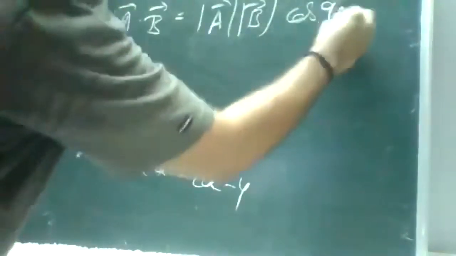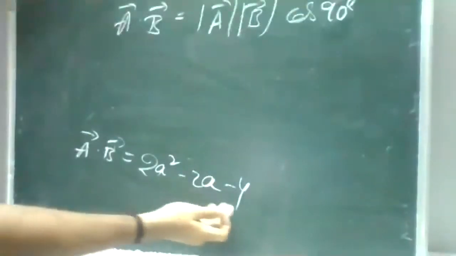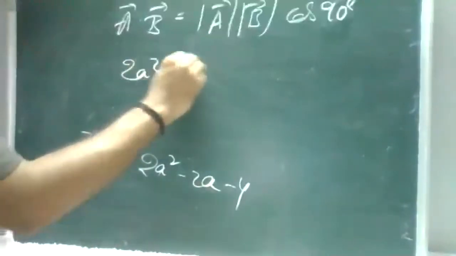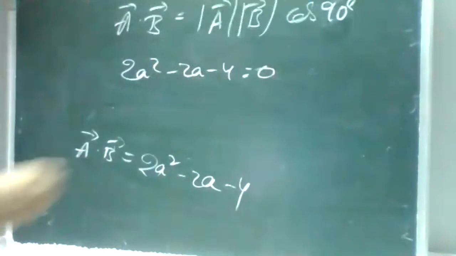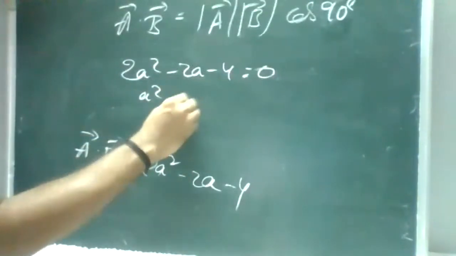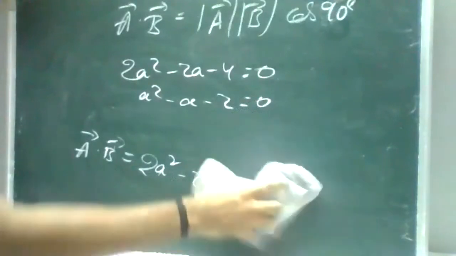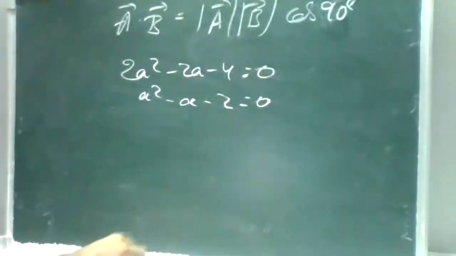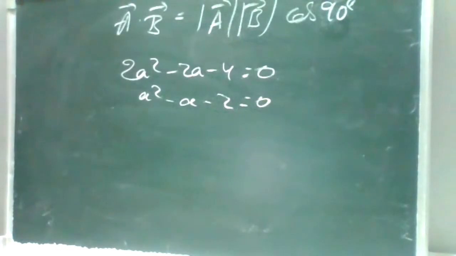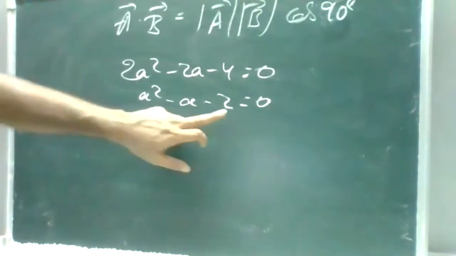Sorry. Okay, now, so here cos theta, cos 90 is 0 actually. So the product is nothing but 2A square minus 2A minus 4, so 2A square minus 2A minus 4 is equal to 0. I separate 2, so it is A square minus A minus 2 equal to 0. So how can we do the factorization? If you know mathematics, tell me. Factorization.